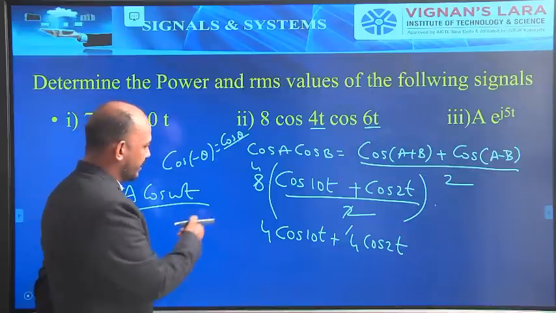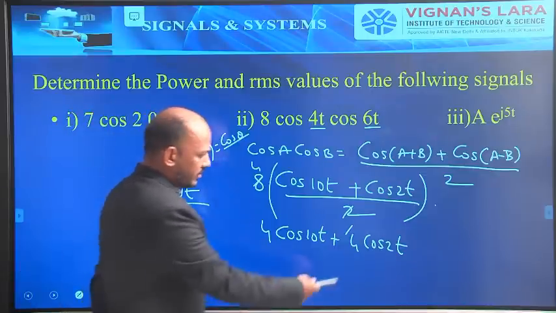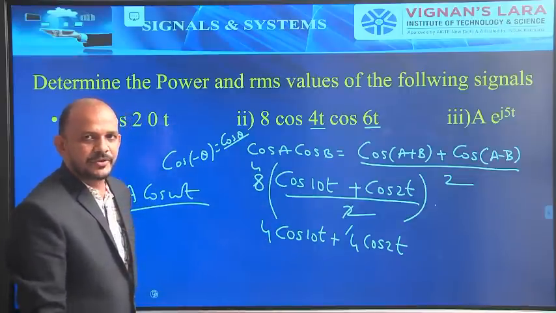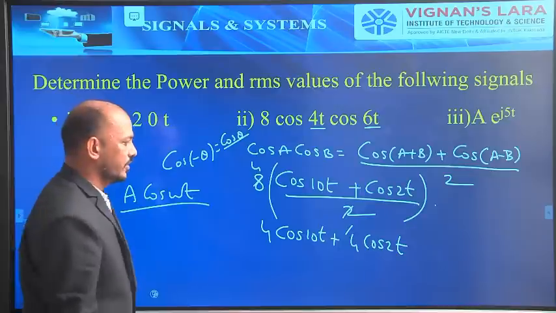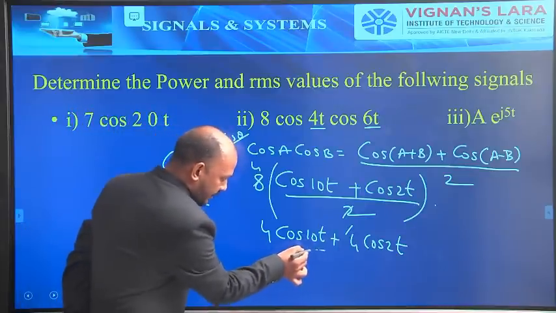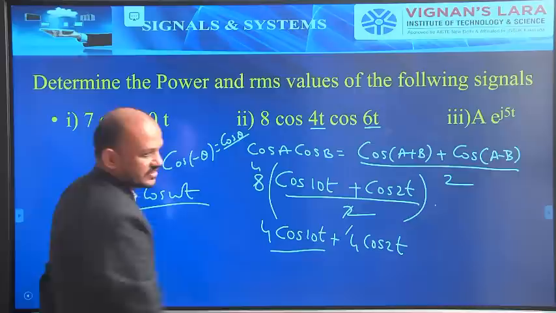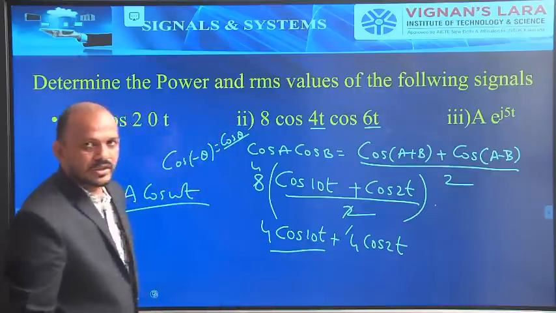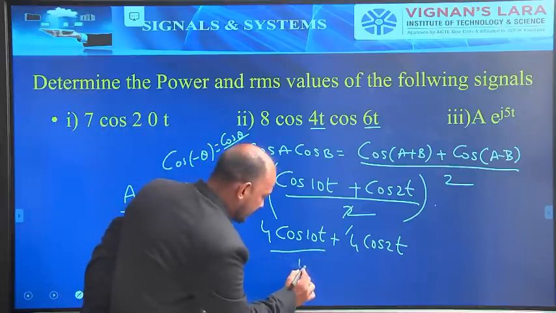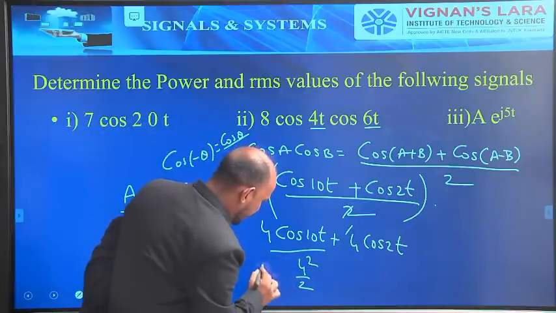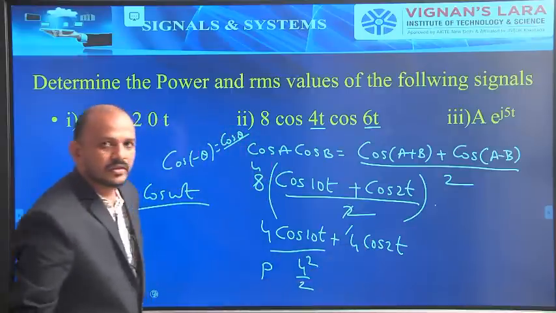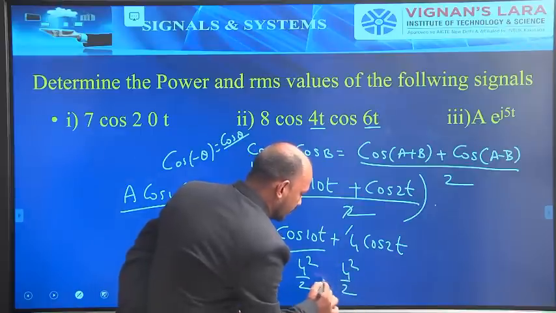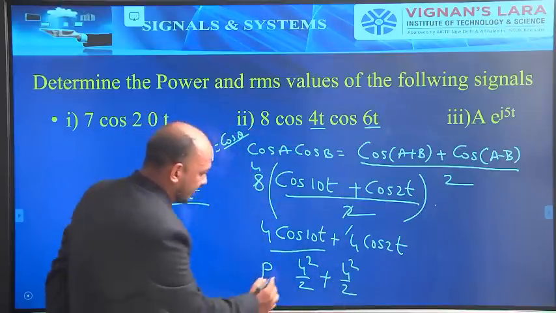The value of a will be equal to 4. In both the cases, the amplitude is 4 itself. So consider them separately. For this cosine signal, how will you calculate the power? The power of this signal is equal to a square by 2, so that is 4 square by 2. For the other signal, the power is again 4 square by 2. I will add the two signals to get the complete power.